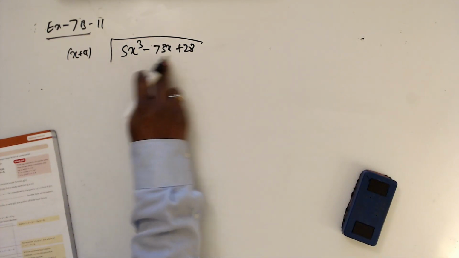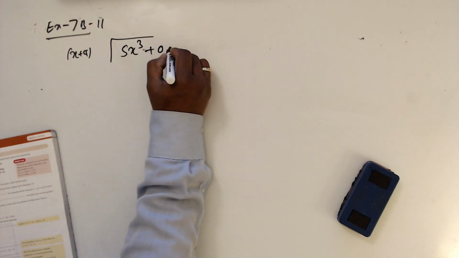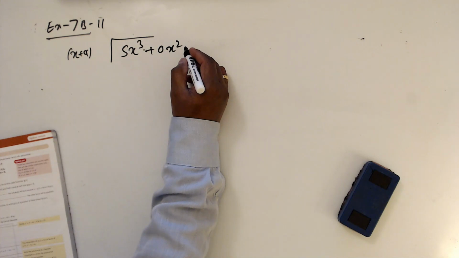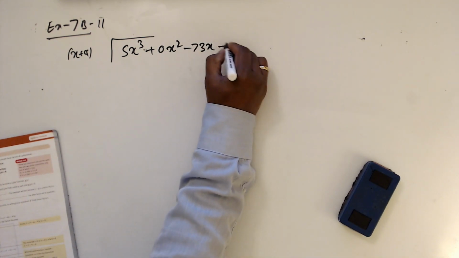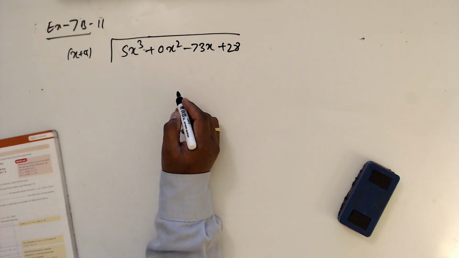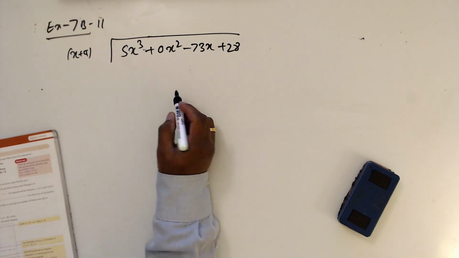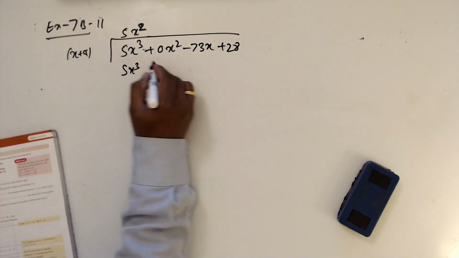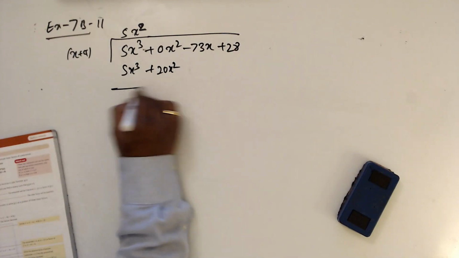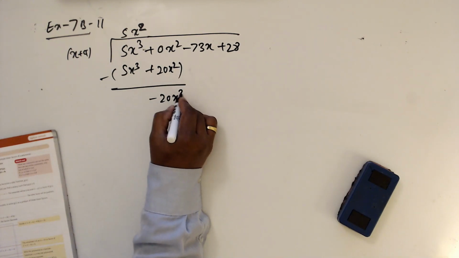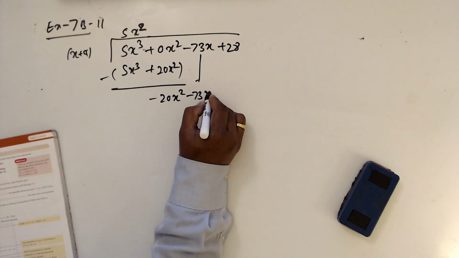When I check, this is 3 and there is no 2, then I have to write plus 0 x square, then minus 73x plus 28. Now x plus 4. Five x cubed divided by x, 5x square. Then 5x square times x, 5x cubed. And this is going to be 5 times 4, 20x square. Then you want to minus this one. This has become minus 2x square. And bring this one minus 73x.